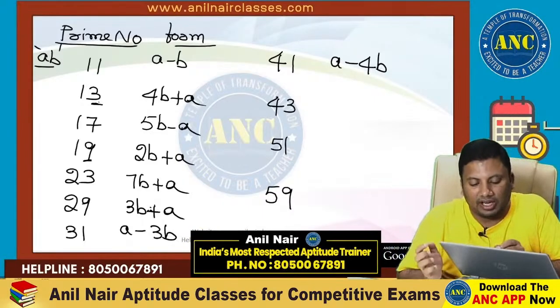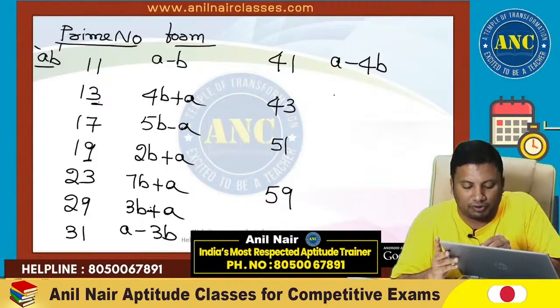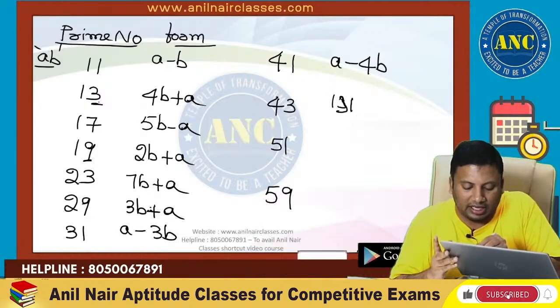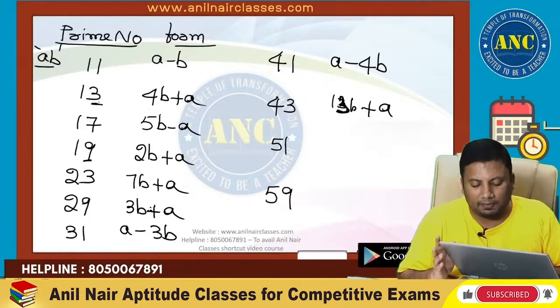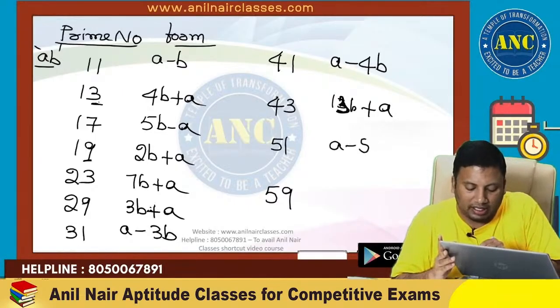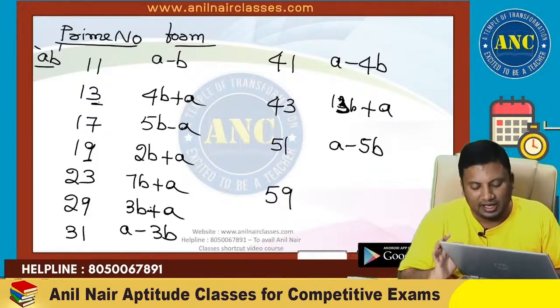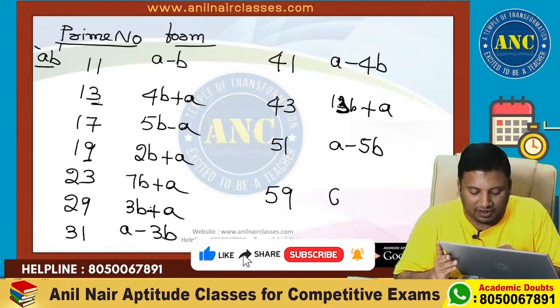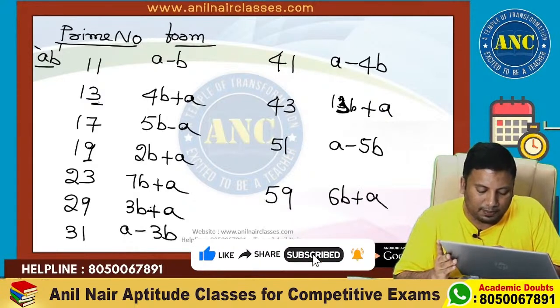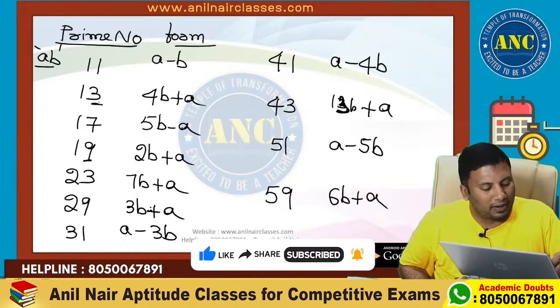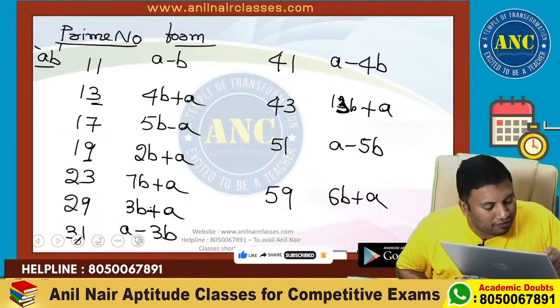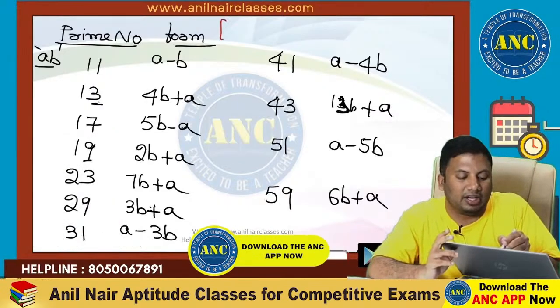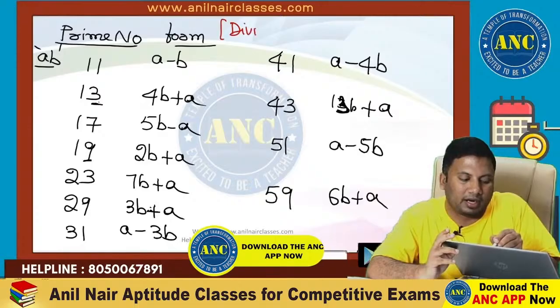Now, 3 13s are 39 plus 4. This is nothing but 13B plus A. 13 into 3, 39 plus 4. This is nothing but A minus 5B. This is nothing but 5, 9 6s are 54 plus 5. This is 6B plus A.